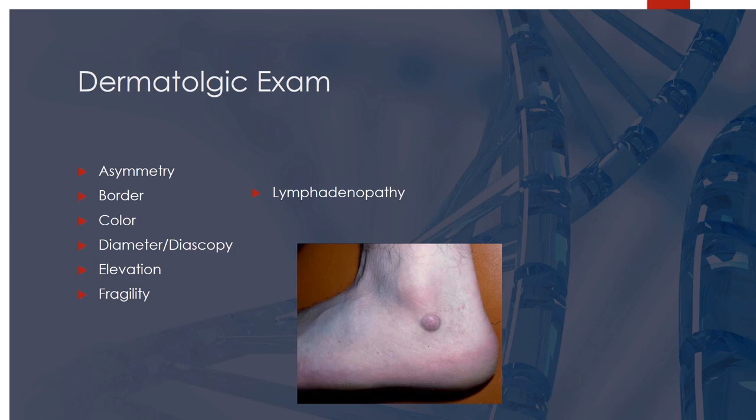Diascopy I have in here too. It's the blanchability of the lesion that can tell us something. Elevation, is this something that's elevated beyond the skin? Is it flush with the skin itself? Fragility, what that means is, does it bleed readily when we touch it? Lymphadenopathy, is there associated lymphadenopathy in the region or the extremity associated with this?